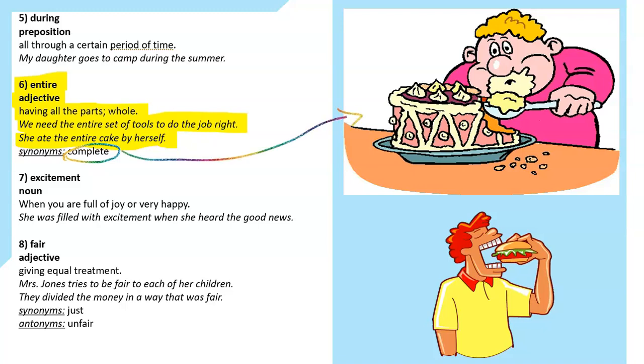So in this picture here, we can say the man will eat the entire cake. He will eat it all. Or he ate the hamburger. So he's eating it all. He ate the entire hamburger in one bite.